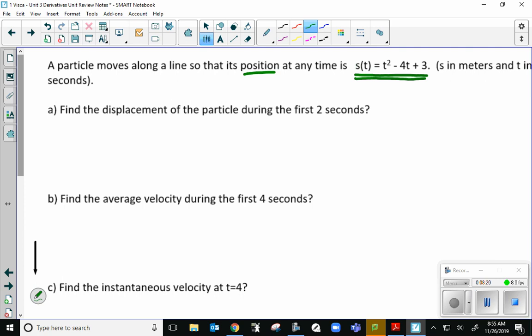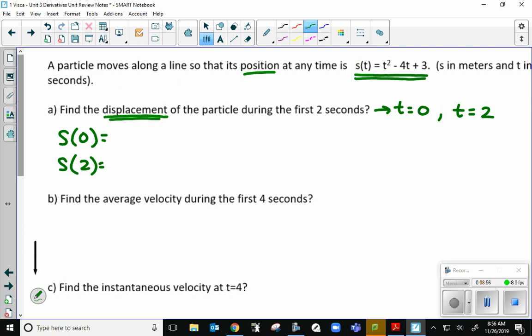So it says find the displacement of the particle during the first 2 seconds. Displacement means where it started and where it ended up. So I want to find the position that it changed during the first 2 seconds. That means from when time started at 0 to at time 2. That covers the first 2 seconds. So I want to know its position at time 0, and then its position at time 2. That's the displacement. How far did it move?